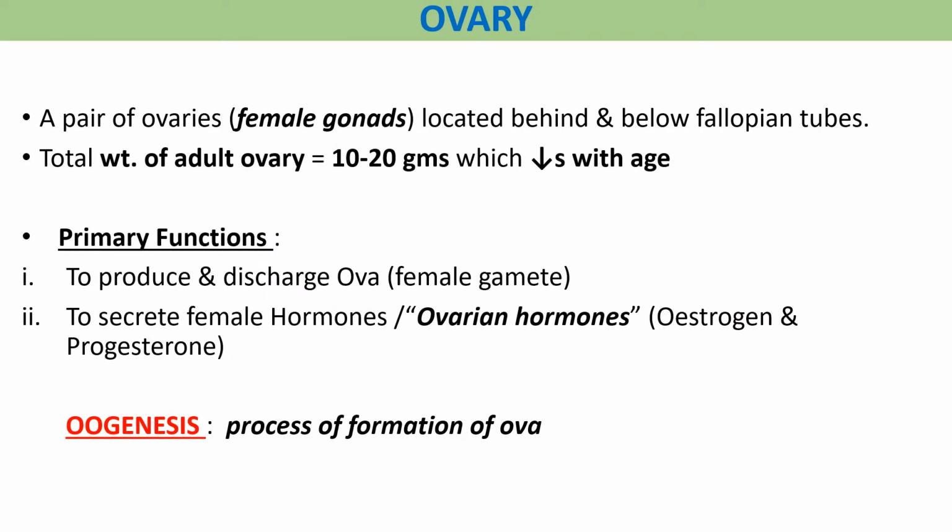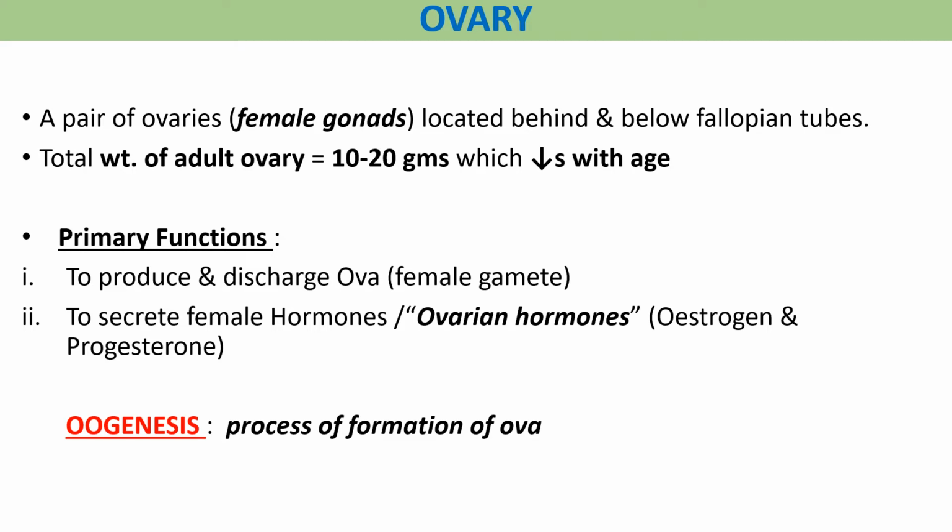The next important organ of female internal genitalia is a pair of ovaries. Ovary is located behind and below the fallopian tubes on each side. They weigh around 10 to 20 grams during reproductive years, and with increasing age their weight decreases.